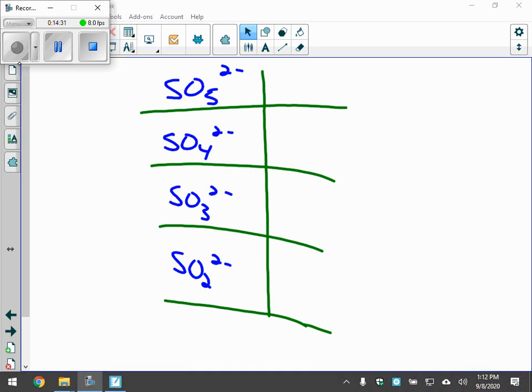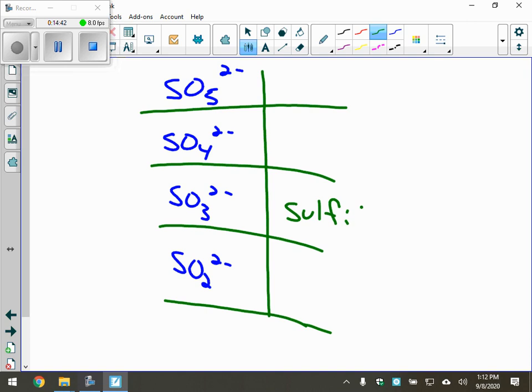Okay, which one can you find in that polyatomic ion list? Yeah, Tyler? Sulfite. Which one is that? Okay, so this is sulfite, okay?